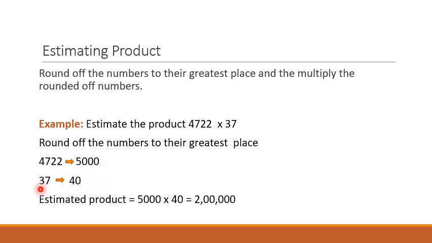Now let's see the second number, 37. Highest place here is tens. So I round it off to the tens place. So 3 is the rounding digit. Next digit is 7. So it will be rounded off to 40. Now let's estimate the product. To estimate the product, we multiply the rounded off numbers. So here 5,000 multiplied by 40, which gives me 2 lakh.